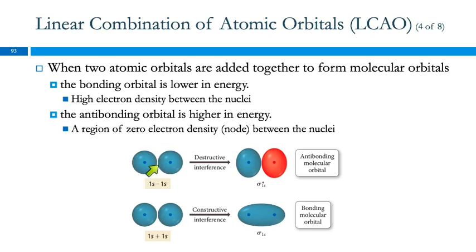So here again is an illustration of adding in phase. We've got constructive interference here, and so we're going to get a bonding orbital. And here we see a lot of electron density, or the region of probability between the nuclei is large. And adding these out of phase, we get destructive interference, and there's a node in the middle, and these are going to be anti-bonding. They're higher in energy, and that node is a region of 0 electron density between the nuclei, which works against bonding.